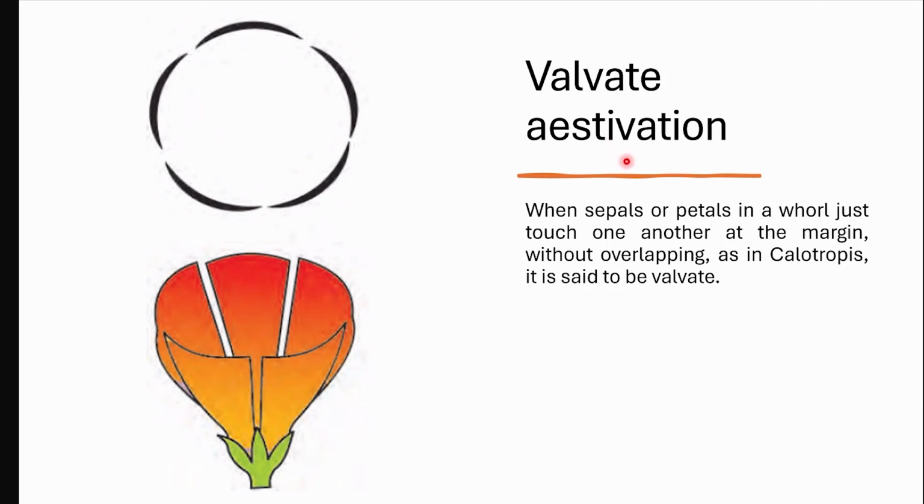The first one that we want to discuss is the valvate aestivation, right? When the sepals or petals in a whorl just touch one another at the margin without overlapping. Either they have some space in between them or they are just touching, lying side by side, with no overlap whatsoever. In that case, it is known as valvate aestivation. An example of valvate aestivation is Calotropis, a flower which has valvate aestivation.